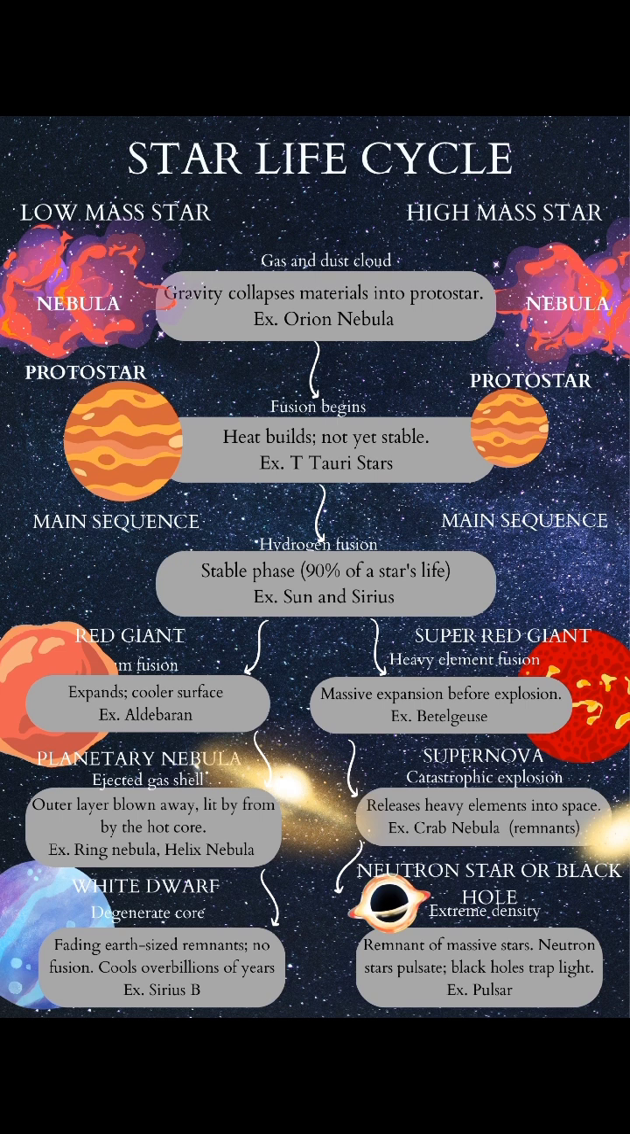To make it visually appealing, I used bright space theme backgrounds and each stage has an image or icon representing it, for example the glowing nebula and the red giant. I then summarized complex scientific concepts into short, easy to understand phrases, for example, the fusion begins, the star expands with a cooler surface, and also the fading Earth-size remnants. I also added bold titles, consistent fonts, and balanced colors to ensure readability. Each stage includes a brief description and example to aid comprehension.